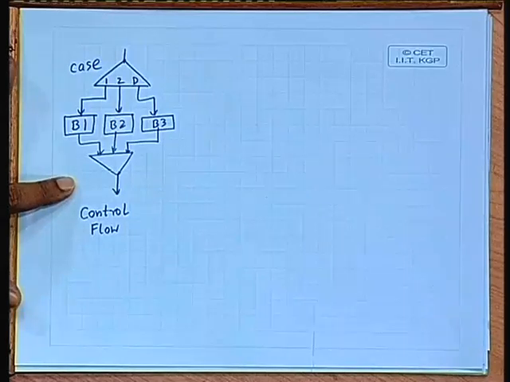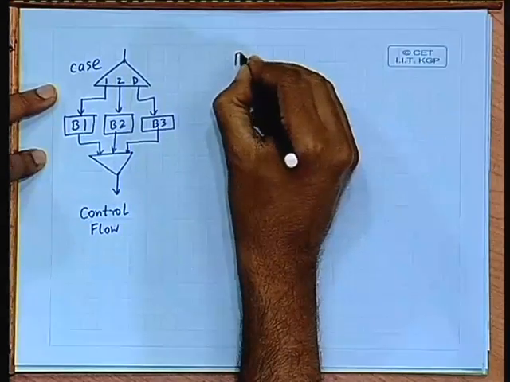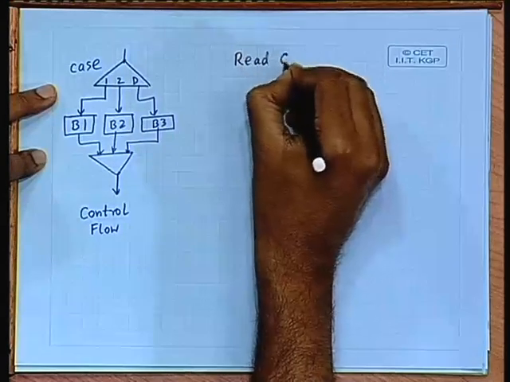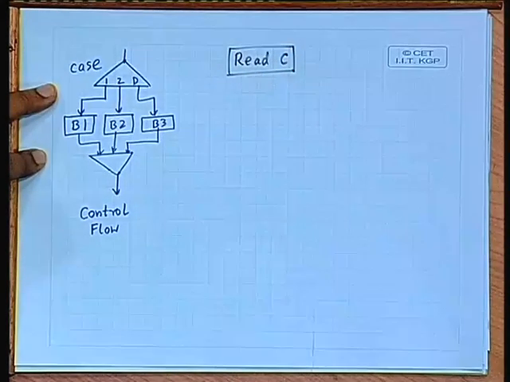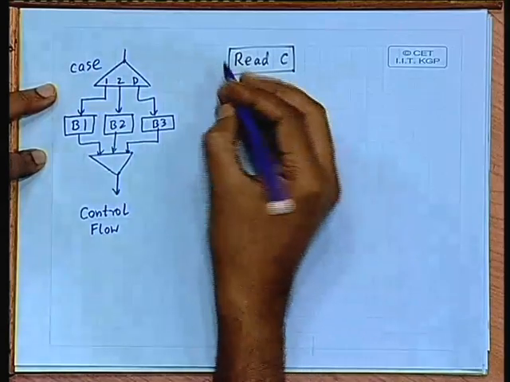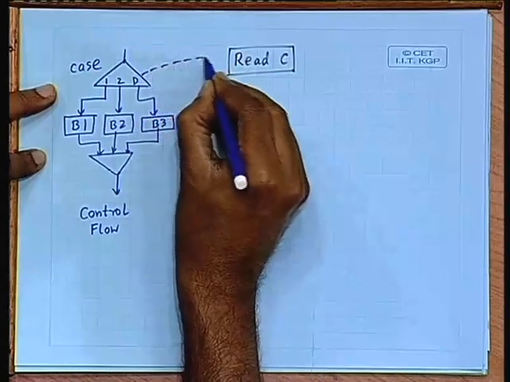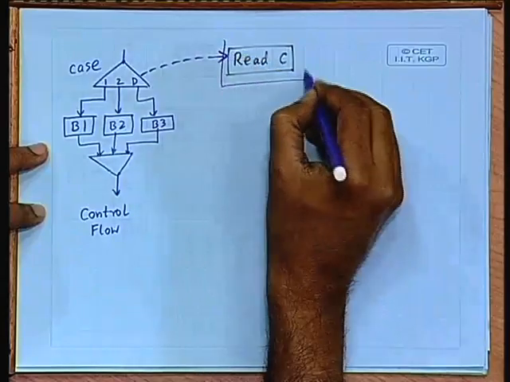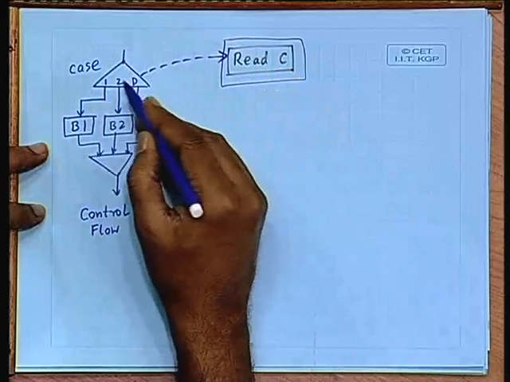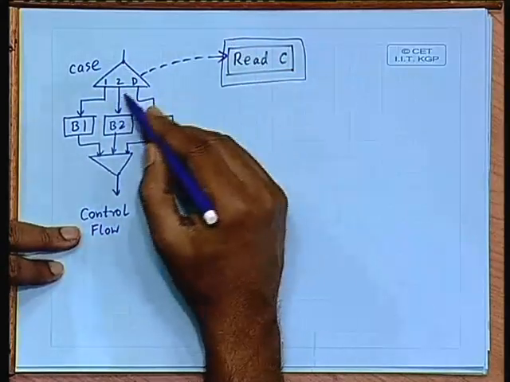Now, in order to complete it, you will also have to show the data flow part. Like the first data flow part will be read C. This is one data flow description. This will be linked with this because the case statement is working on C. So, we will have to read the value of C, that is a data flow operation. So, there is one data flow block out here which is assigned to this node of the control flow block.